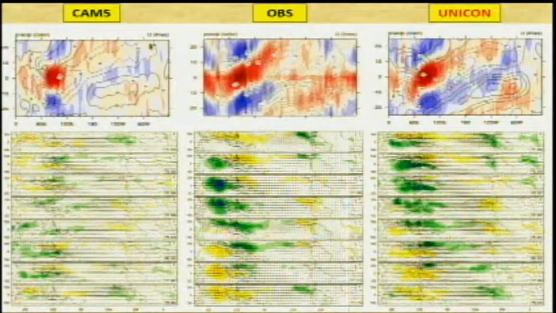And also, this is the performance in simulating MJO using UNICON. This is OBS. And this is CAM 5. This is CAM 5 with UNICON. The color shading is precip. Basically, it's showing the precip is just not propagating. But when you move to UNICON, it shows the eastward propagation.